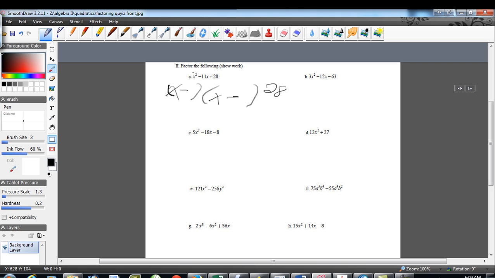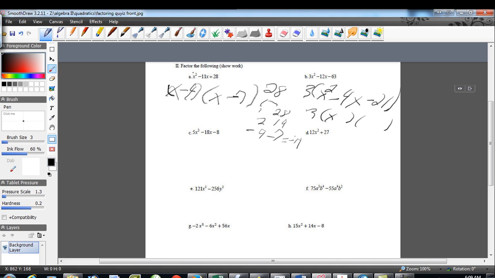Must show your tree. That tree turns out to be 1, 28, 2, 14, 4, 7, minus, minus. That becomes my minus, that becomes my 11. So this guy right here becomes 4 and 7. This guy right here, most people miss because you got to pull out that 3 first. X squared minus 4x minus 21. Now you factor that, and that turns out to be x, negative, negative times a negative is a positive. That turns out to be a 7 and a 4.